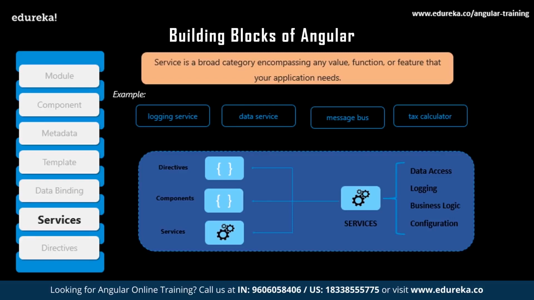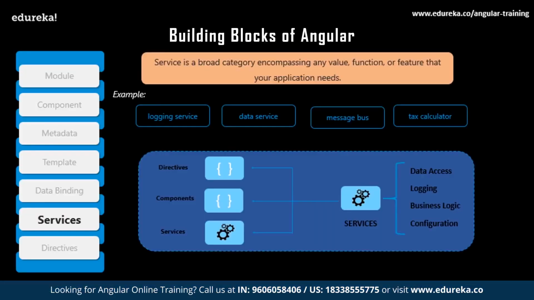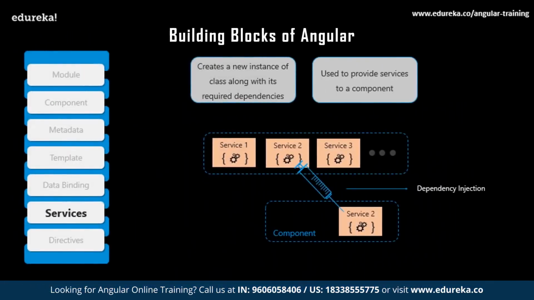By defining such processing tasks in an injectable service class, you can make those tasks available to any component. Applications can also be made more adaptable by injecting different providers of the same kind of service. By making use of this class over here, I'm going to send a message to the console whenever a course detail has been fetched. Okay, so what is dependency injection?